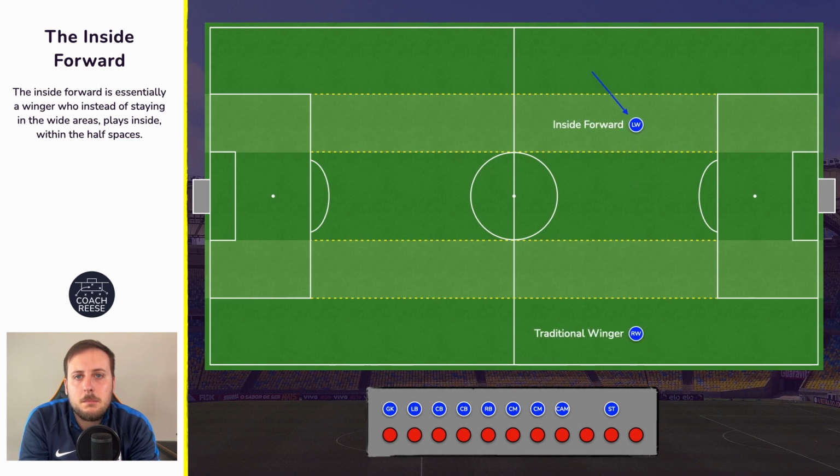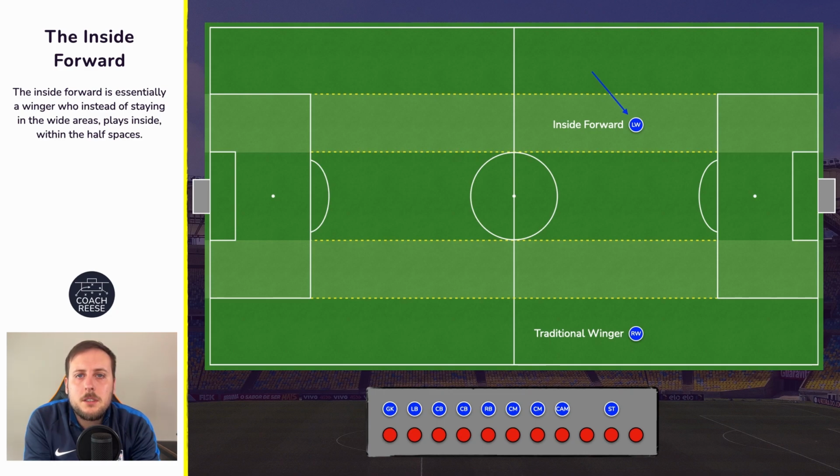Well, in its most simplest, the inside forward is a wide player who comes infield. So if we think about the traditional wide player who will stay wide and maintain the team's width, an inside forward will move infield and operate within the half spaces. What we tend to see with an inside forward is once they do move infield, they're moving onto their stronger foot. So think about Mo Salah, for example. When he moves in from the right, he's now on his left foot.